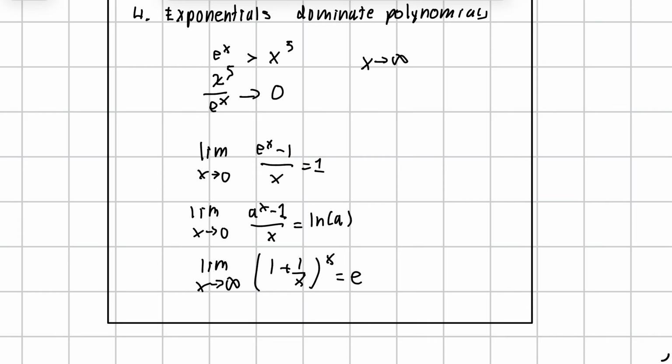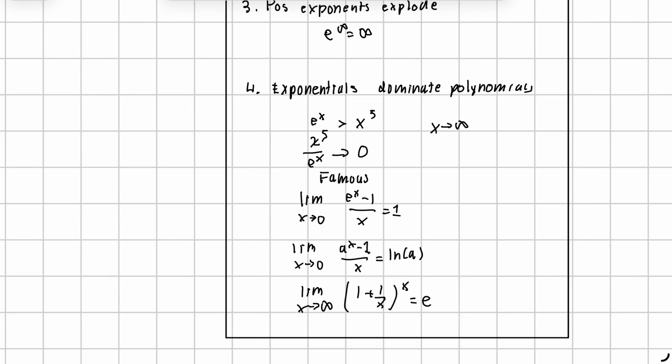And we have these famous exponential limits that you should memorize. Number one, the limit as x approaches 0 of e to the power of x minus 1 divided by x is equal to 1. And the limit as x approaches 0 of a to the power of x minus 1 divided by x is equal to the natural log of a. Next, the limit as x approaches infinity of 1 plus 1 over x to the power of x is equal to e, Euler's number. Now let's do some examples.